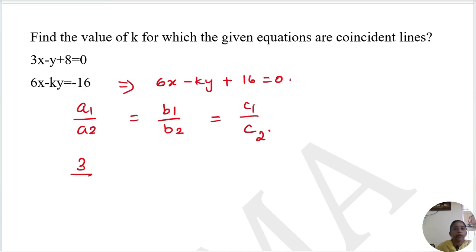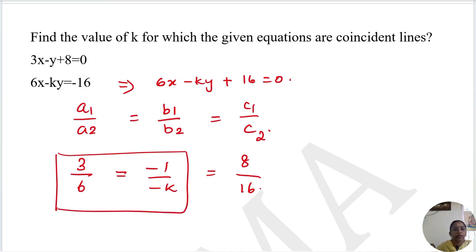So here a1 by a2 is equal to b1 by b2 is equal to c1 divided by c2. So you can take any two combination. We are going to take these two. So here if I am reducing my data, then it will be 1 by 2. 1 by 2 is equal to 1 by k. So our k value is 2 in this problem.